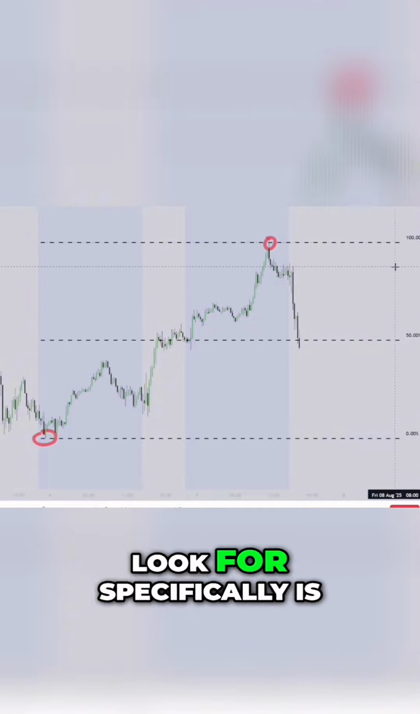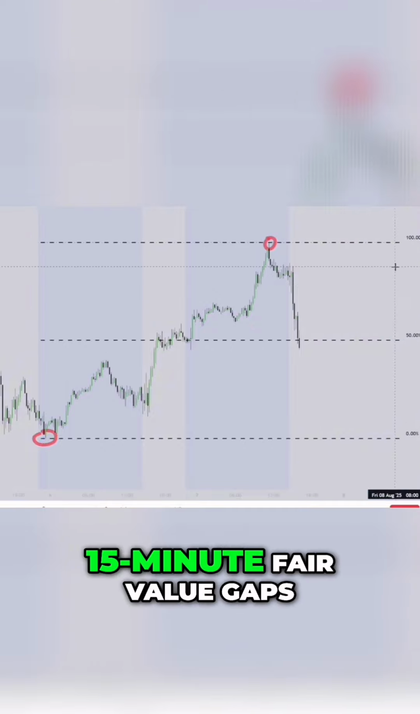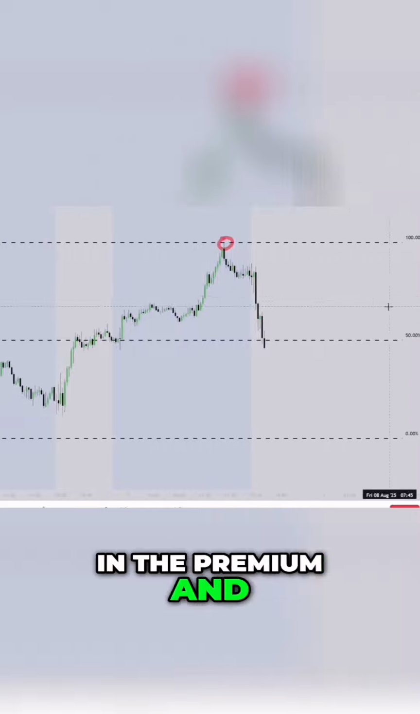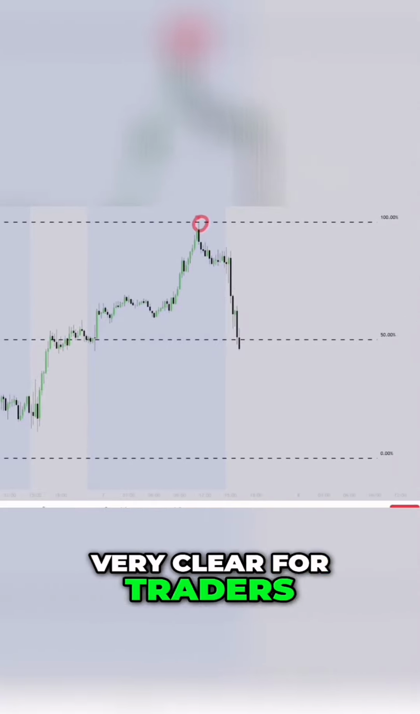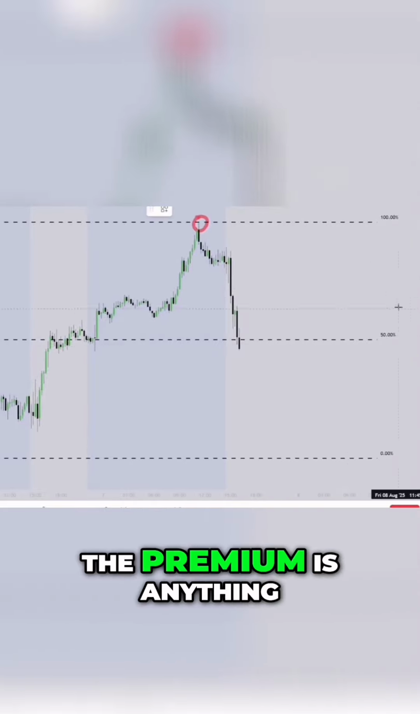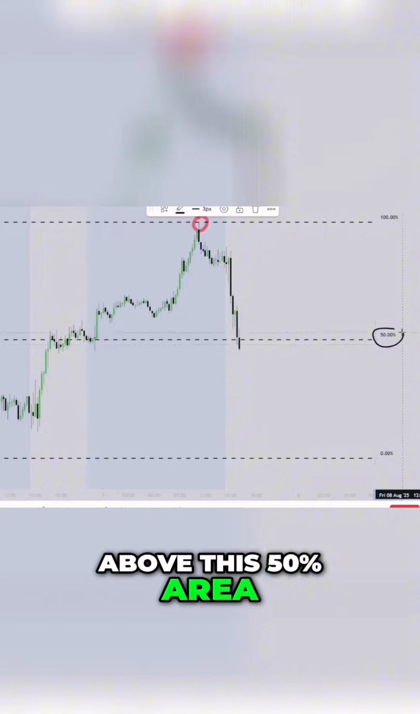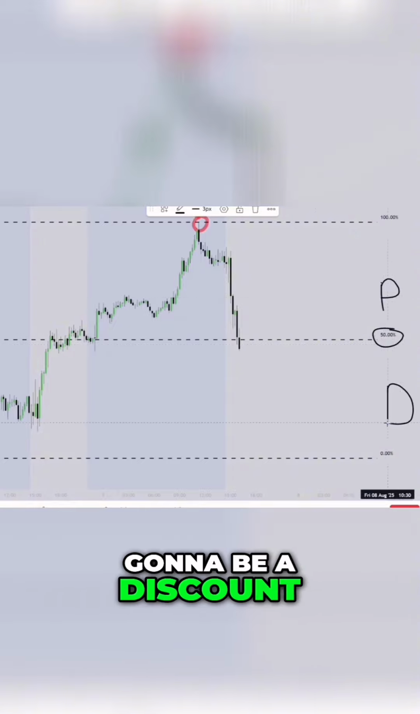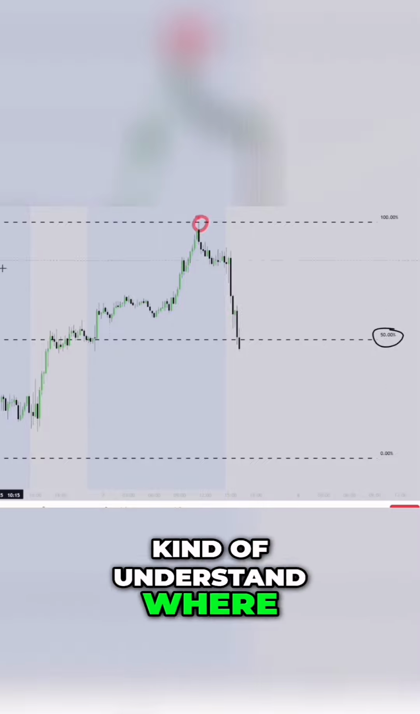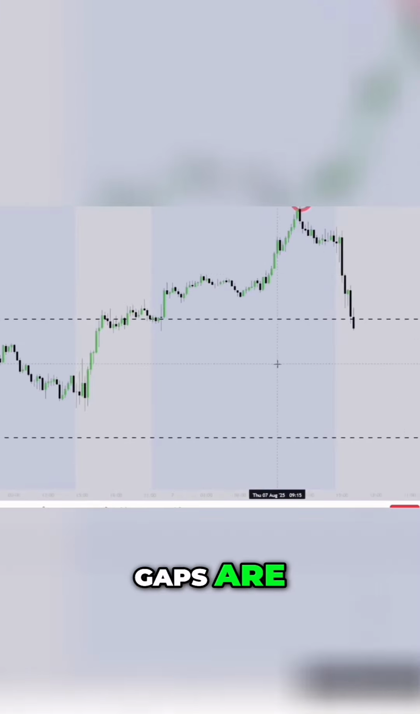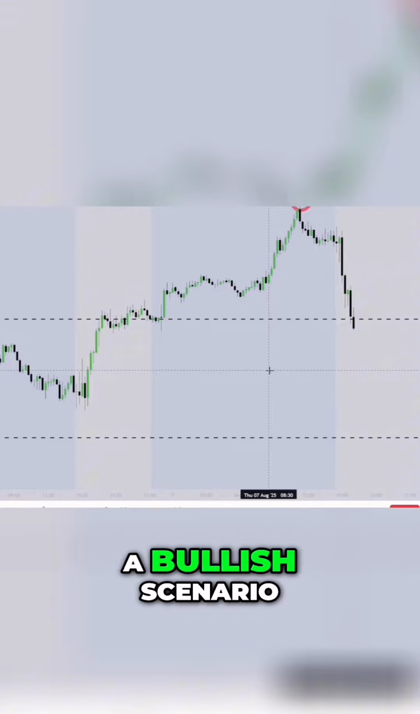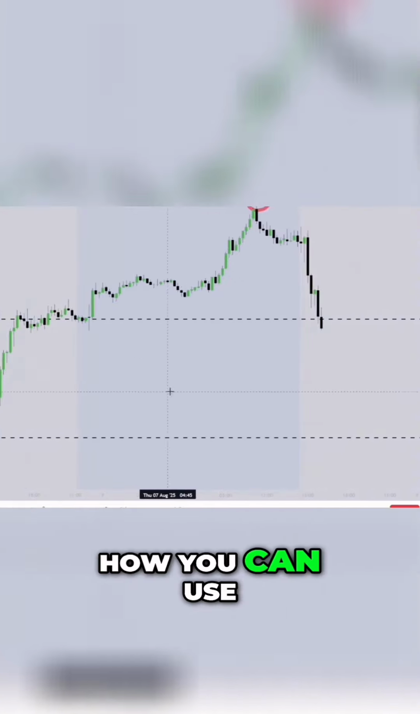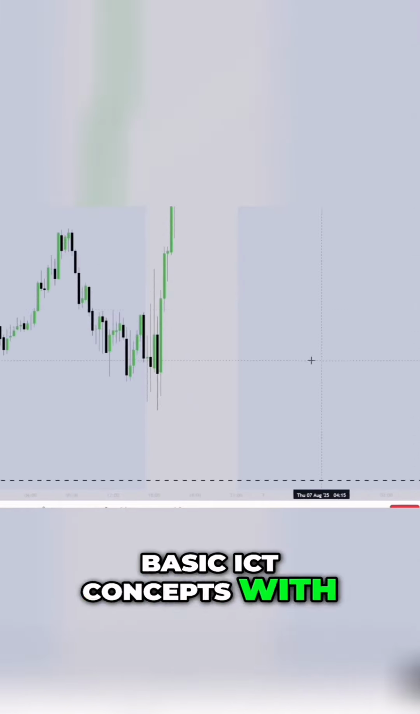What I look for specifically is I want to see 15-minute fair value gaps in the premium and the discount. Just to make that very clear for traders who don't know, the premium is anything above this 50% area, and anything below is going to be a discount. Once we have that in place, we want to understand where those 15-minute fair value gaps are. Specifically, we're going to be going over a bullish scenario, right? How you can use basic ICT concepts with eventually the order flow.